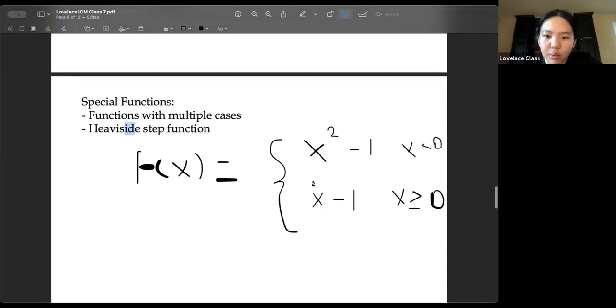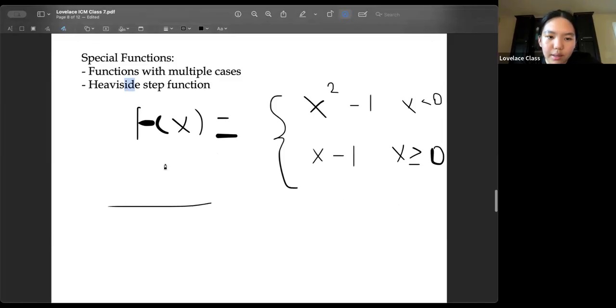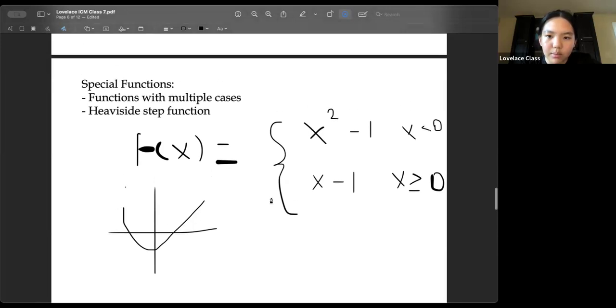So this is an example. At the cutoff point, it kind of looks different. It looks like this, and then it goes like this, right? Because the right side, the greater than 0 side, is the function x minus 1, and the less than 0 side is the function x squared minus 1.